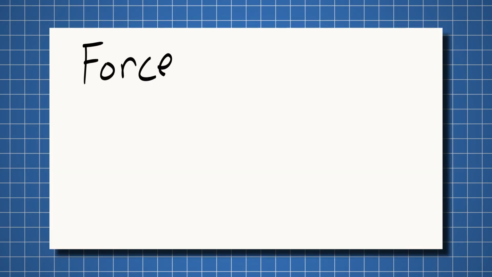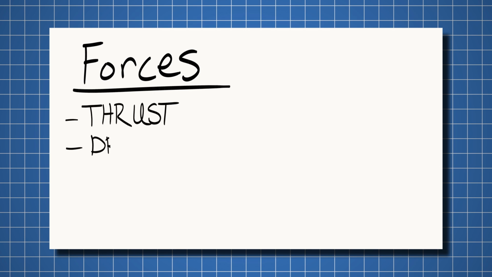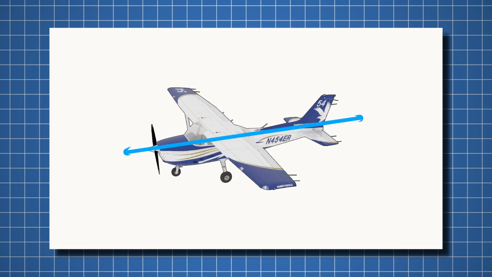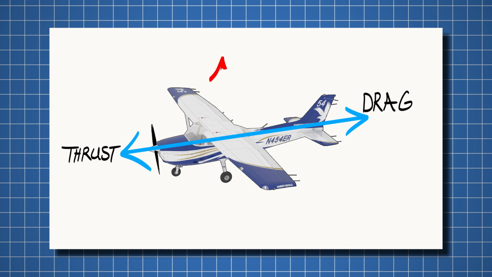Let's begin with the four forces acting on an aircraft. These are thrust, drag, lift, and weight. Thrust is the forward force produced by the propeller and opposes drag. Drag is the rearward force caused by airflow being disrupted over the wing that opposes thrust. Lift is the dynamic effect of air acting on an airfoil. It acts perpendicular to the airplane's flight path through the center of lift.